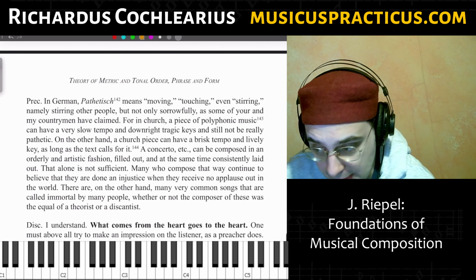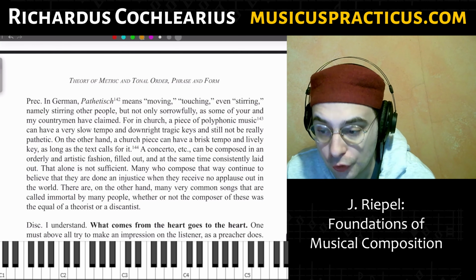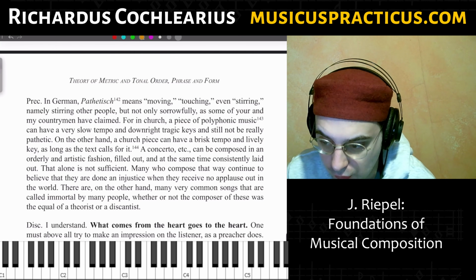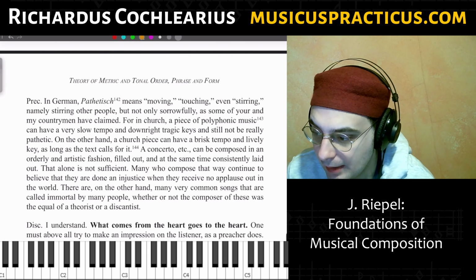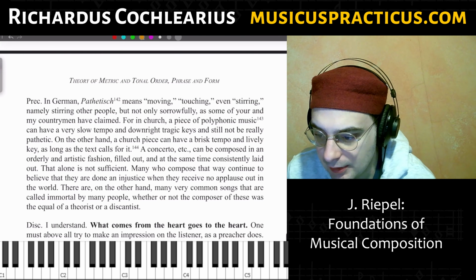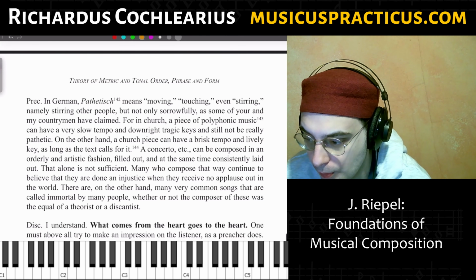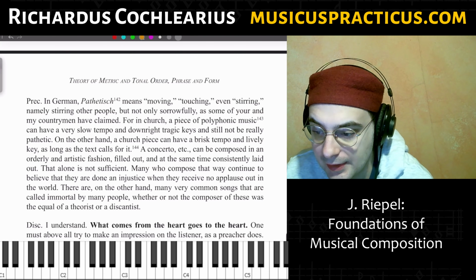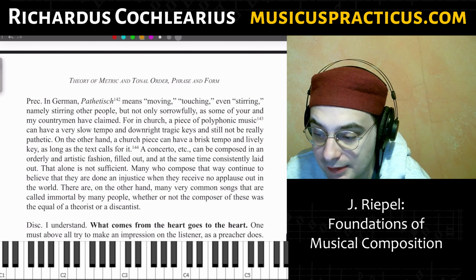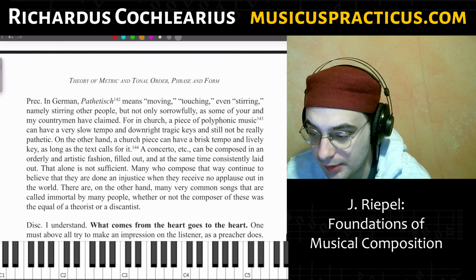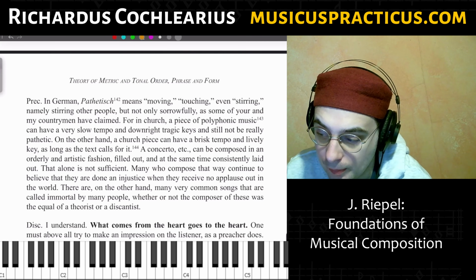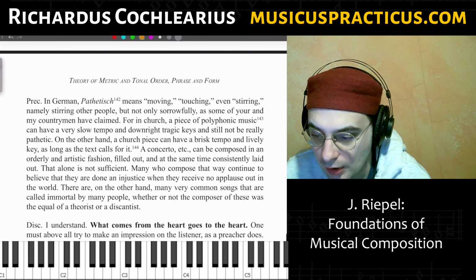A concerto, etc., can be composed in an orderly and artistic fashion, filled out and at the same time consistently laid out. That alone is not sufficient. Many who compose that way continue to believe that they are done an injustice when they receive no applause out in the world.